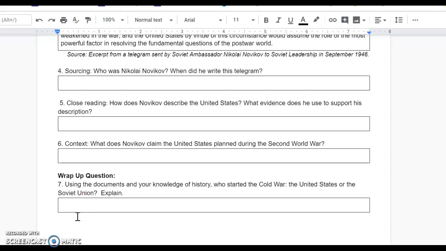Who started the Cold War? Was it the United States or the Soviet Union? Be sure to explain your answer thoroughly.